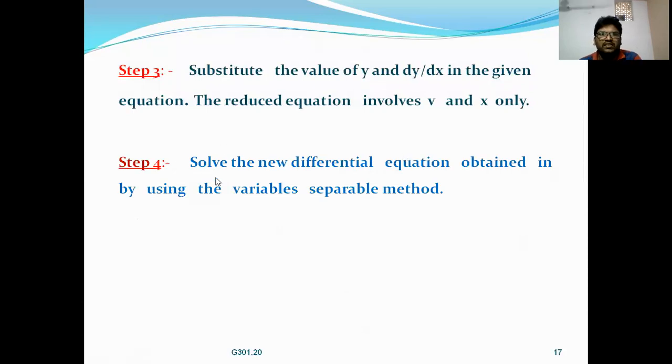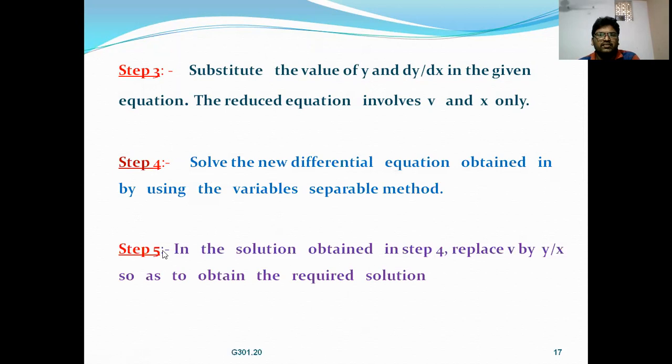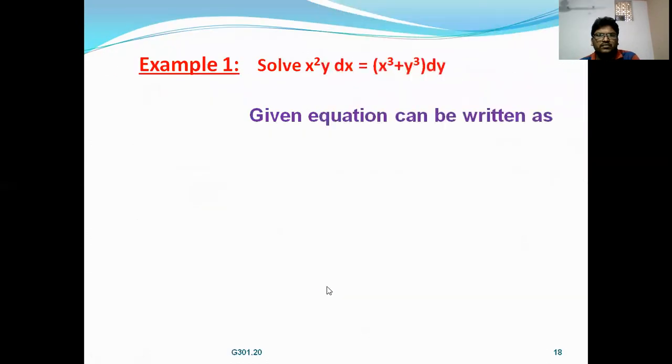The fourth step is to solve the new differential equation obtained by using the variable separable method. Step 5, in the solution obtained in step 4, replace v by y/x so as to obtain the required solution. This is step 5.